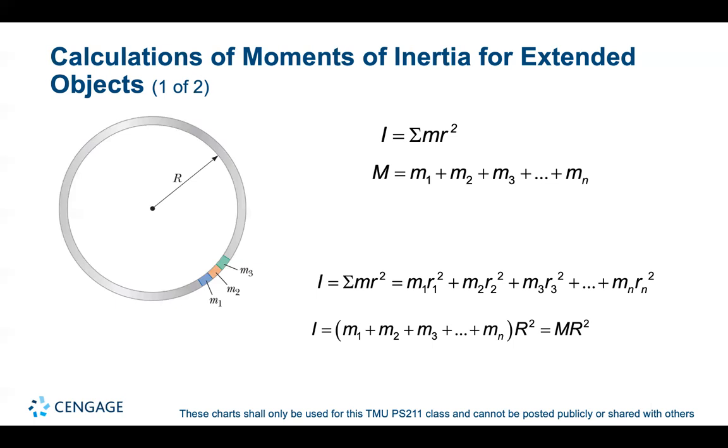To evaluate the moment of inertia of the hoop, we can still use our equation and imagine that the mass of the hoop M is divided into n small segments having masses M1, M2, M3, all the way to Mn. Then the total mass M is the sum of the individual masses. Let's rewrite our moment of inertia equation. All of these segments around the hoop are at the same distance r from the axis of rotation, so we can drop the subscripts on the distances and factor out r squared.